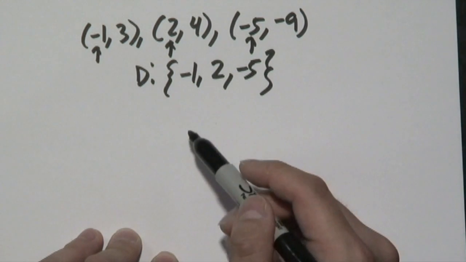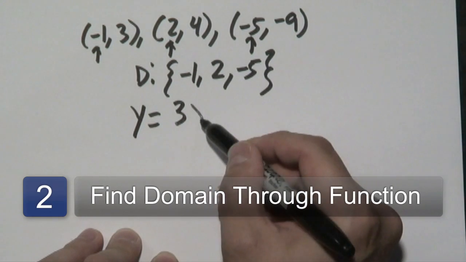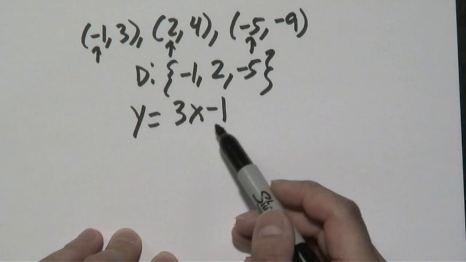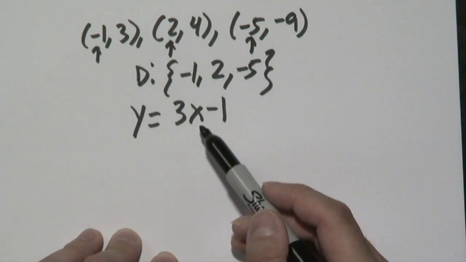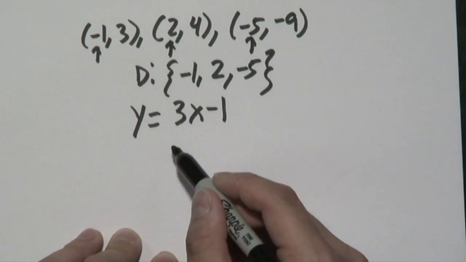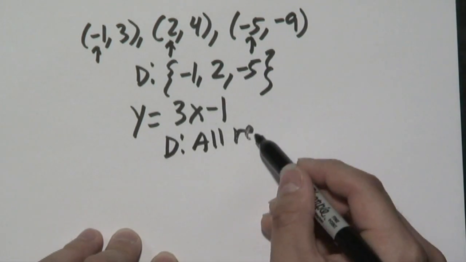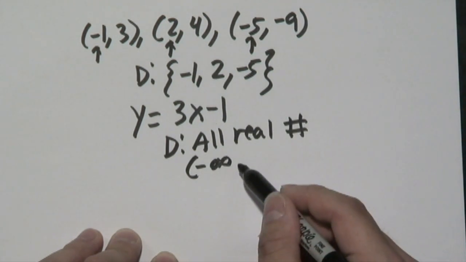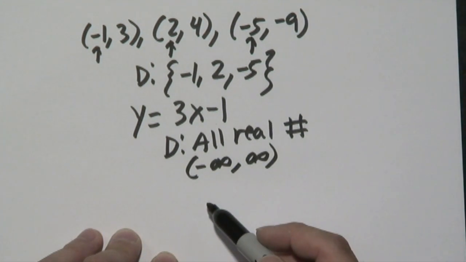Now another way you can find domain is if you were given what's called a function. Let's just say you have y is equal to 3x minus 1. If you look at the way this is, you might recognize that as an equation of a line. There are no fractions here, no square roots, nothing funky like that. So in this particular case, you can plug in whatever you want for your x. That means the domain would be all real numbers. Or, if you know interval notation, negative infinity to infinity, which means that you can plug in any negative number or positive number that you want.